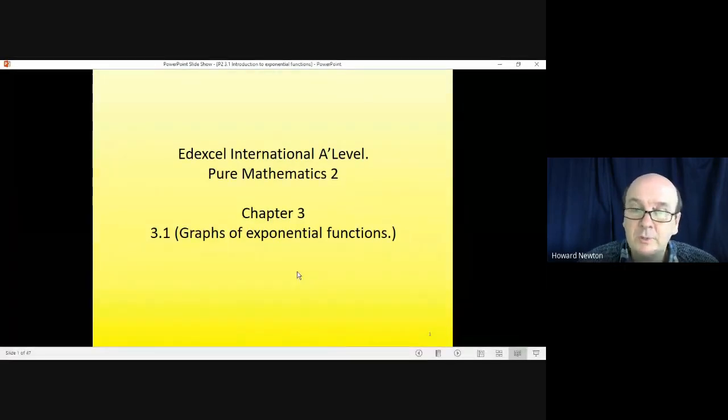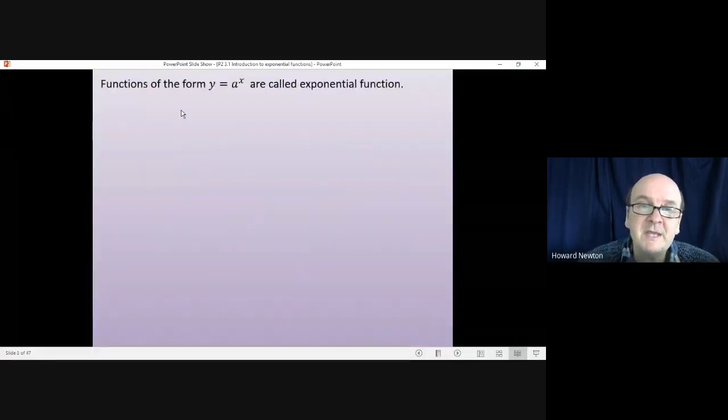But first of all, what is an exponential function? Well, an exponential function is any function of the form y equals a to the power of x, where a is a constant and x is the variable. So something like 2 to the power of x, or 5 to the power of x, or 10 to the power of x. Anything like that is called an exponential function.